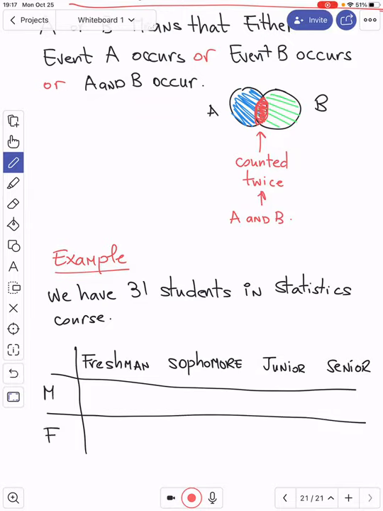So for example, let's say we have six male students who are freshmen. We have five male students who are sophomores, two male students who are juniors, and one male student who's a senior. And for females, we have nine freshmen, three sophomores, four juniors, and just one female senior. In total we have 31, right?